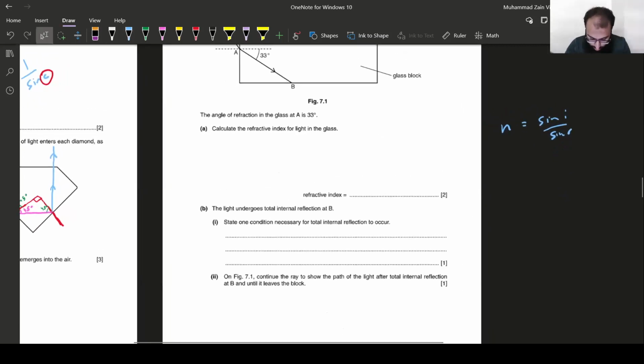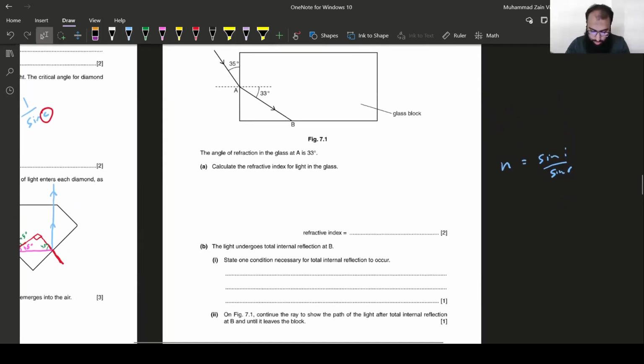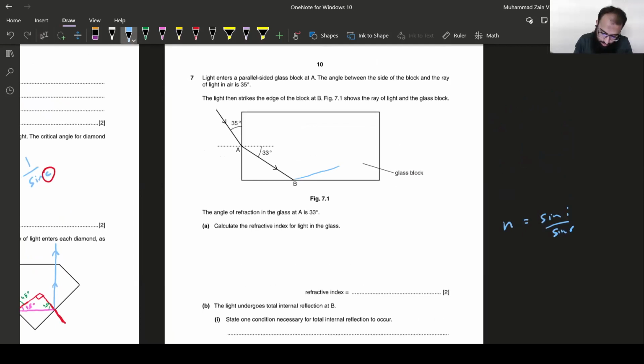So next part, continue the ray to show the path of light after the total internal reflection at B until it leaves the block. So they've told me that there is internal reflection at B. So obviously I'll just draw the diagram accordingly. I know these values. The best way to solve this question is to make a triangle. So this is 90, this is 33.